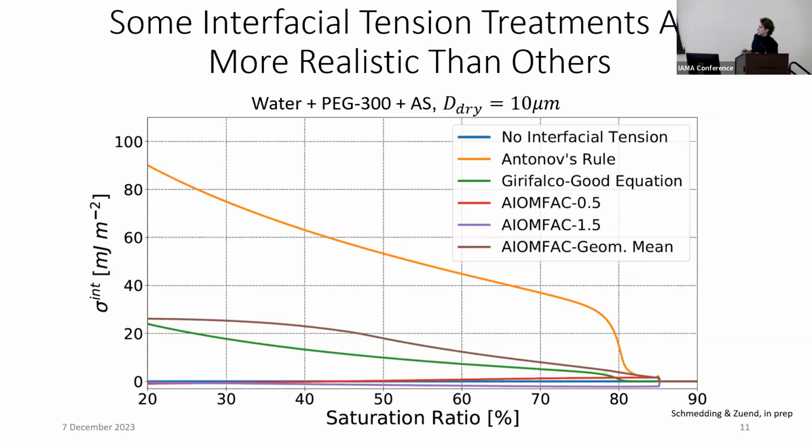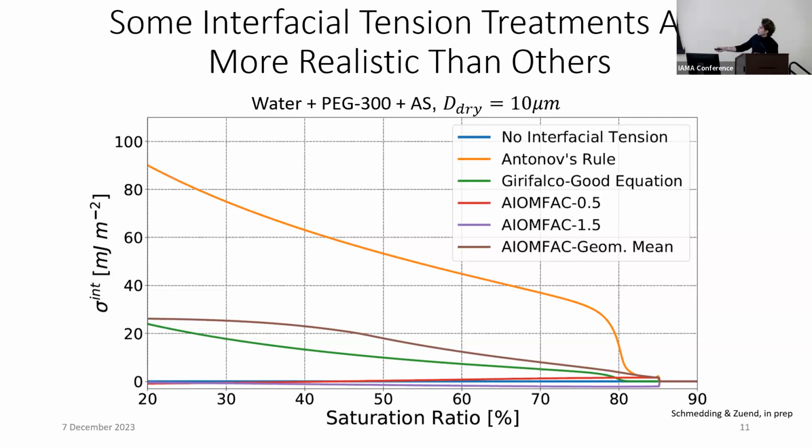So looking at what these different models give for interfacial tension. I'll start with the ones that we know are basically incorrect. So AIOMFAC 0.5 and AIOMFAC 1.5 both give values that cross 0 at some point. A negative interfacial tension is not physical. So we said that these are not valid methods of estimating interfacial tension because they give negative values. And then we see up here, this is Antonov's rule in orange, which gives really, really high interfacial tension values. So maybe this is overestimating.